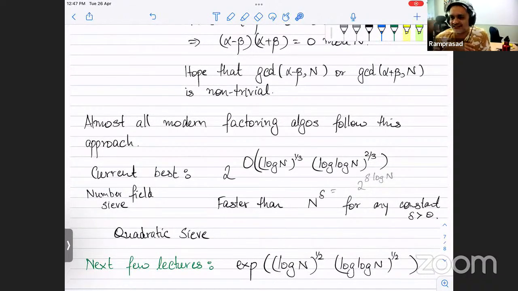Yeah, so we either do this or just collect public keys and keep taking pairwise GCD and hope that something shows up there. Yeah.